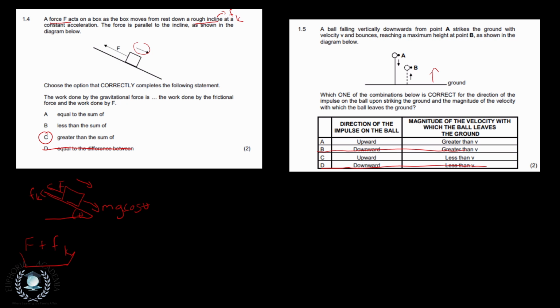So now we're just looking at A and C, and the next step is to discern the magnitude of the velocity with which the ball leaves the ground. Indicated on this diagram, it doesn't travel that far, right? So that might mean that this velocity is not nearly as much as that velocity over there. So the direction of the impulse is upward and the velocity is less than v. That's our answer for these multiple choice questions.